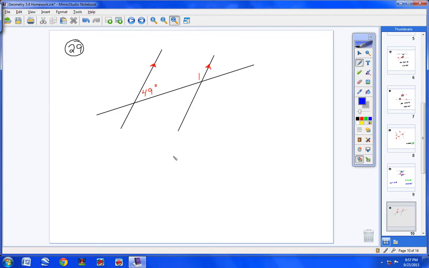All right. Let's take a look at number 29. The directions for 29 and 31 both state find the measure of the numbered angle. Find the measure of the numbered angle. So in this problem here, I'm trying to find the measure of angle number 1. Now let's see if we can't turn this thing around a little bit.